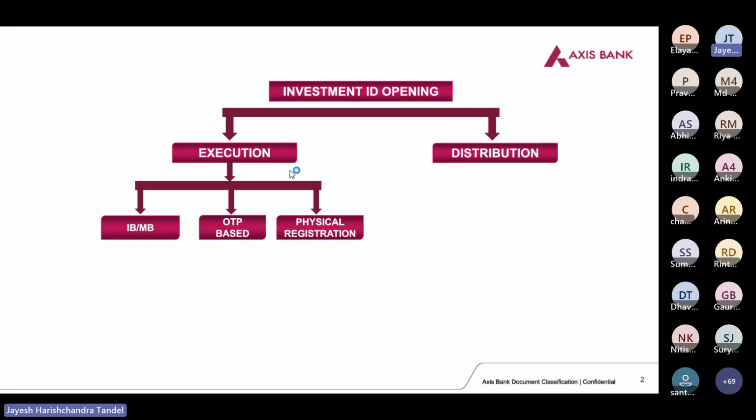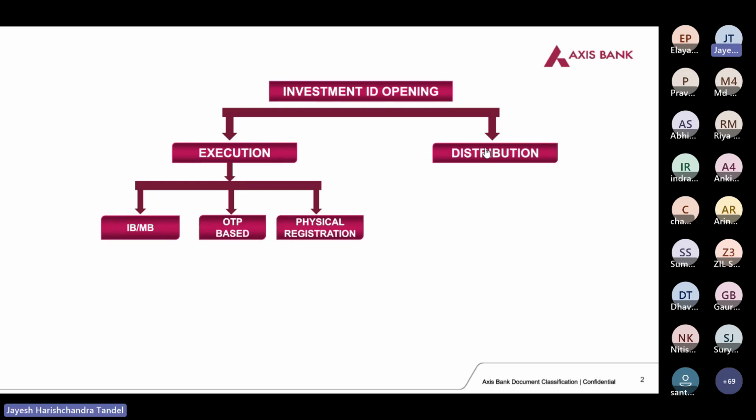Execution mode is where you activate online mode for that investment account, and our customer can place a transaction through internet banking or mobile banking, or on behalf of the customer, you can place a transaction through OTP-based or a physical ticket-based. To activate execution mode, there are three processes we have. First, we'll see the distribution mode of investment account.